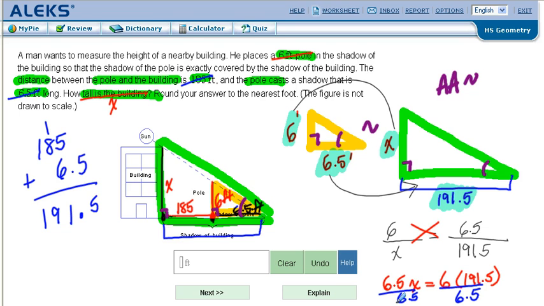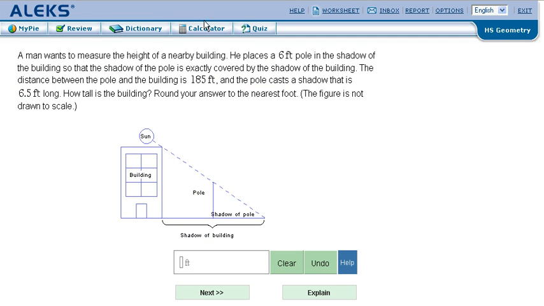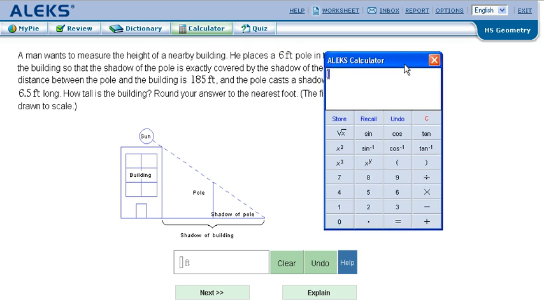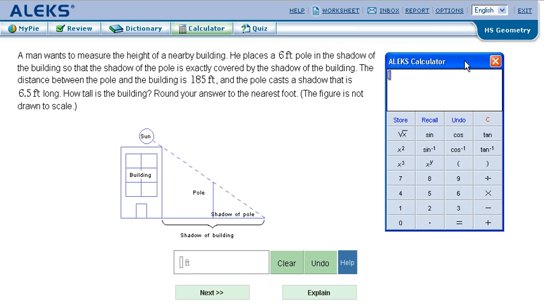Okay, from here we can pull out our calculator. And we're going to go 6 times 191.5. And we take that number and we're going to divide by 6.5. And it says round to the nearest foot. The figure's not drawn to scale. So the nearest foot, that's 176.7. So we're going to do 177.